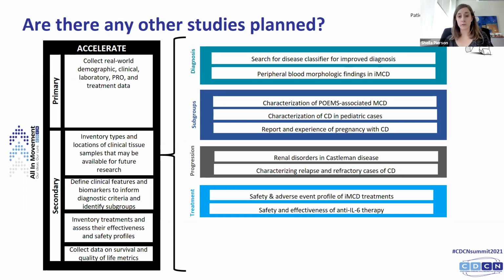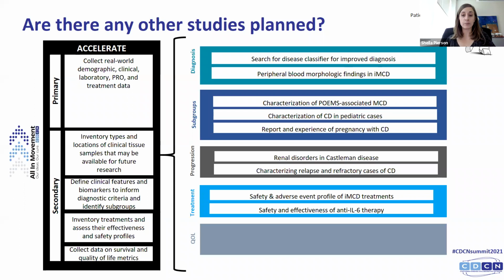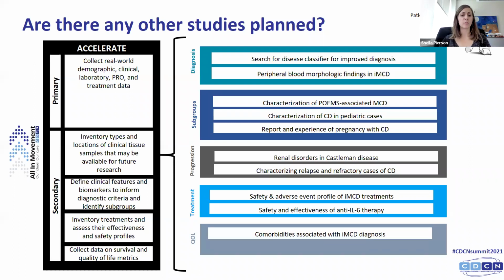So siltuximab and tocilizumab, there of course are clinical trials on those drugs, but we want to take our Accelerate data and look at that as well. And then we want to describe the comorbidities associated with IMCD, because we know a lot of people have described different comorbidities that they have, as well as the quality of life with living with Castleman disease. So essentially the answer to the question, are there any other studies planned, is yes. We have a lot of studies planned.